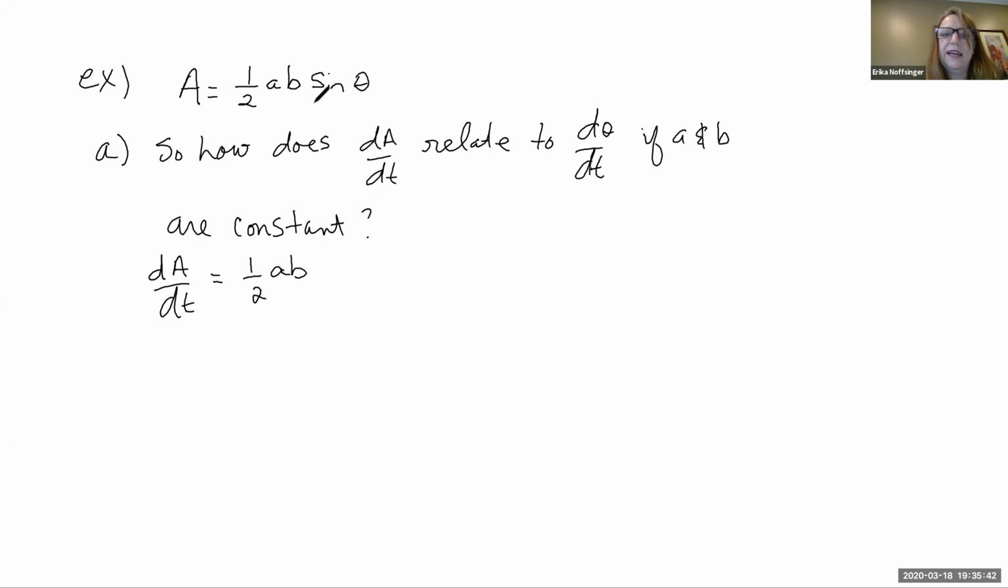So the derivative of sine theta is cosine theta. And it's in terms of theta with respect to t, so this is d theta/dt.